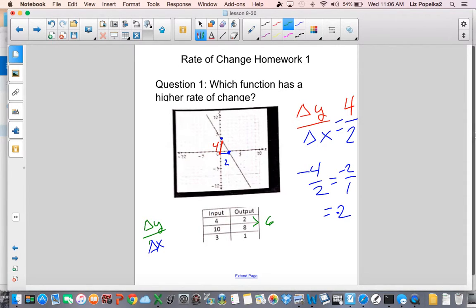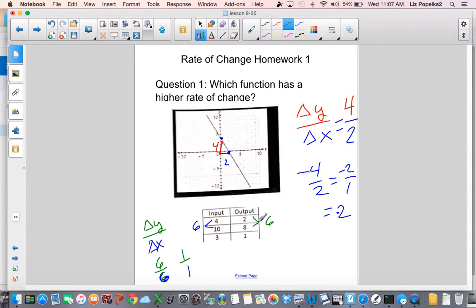If I go from 4 to 10, that is also going up by 6. So this rate of change would be 6 over 6, which simplifies. I didn't say that we had to simplify it, but if you wanted to, it would be 1 over 1.